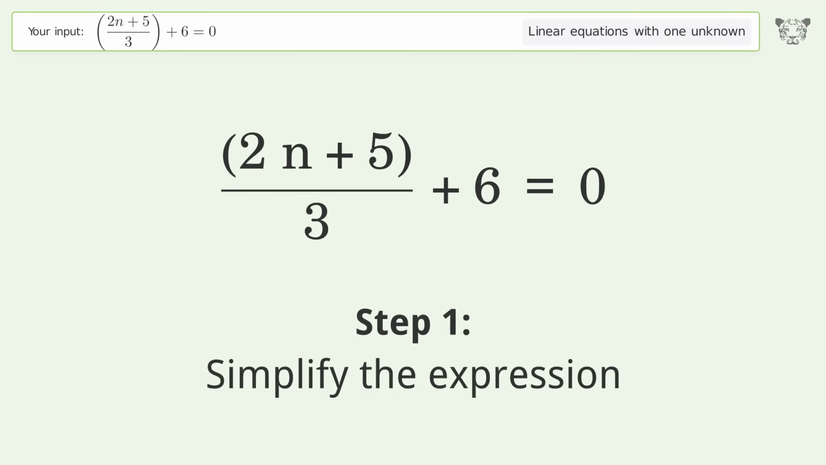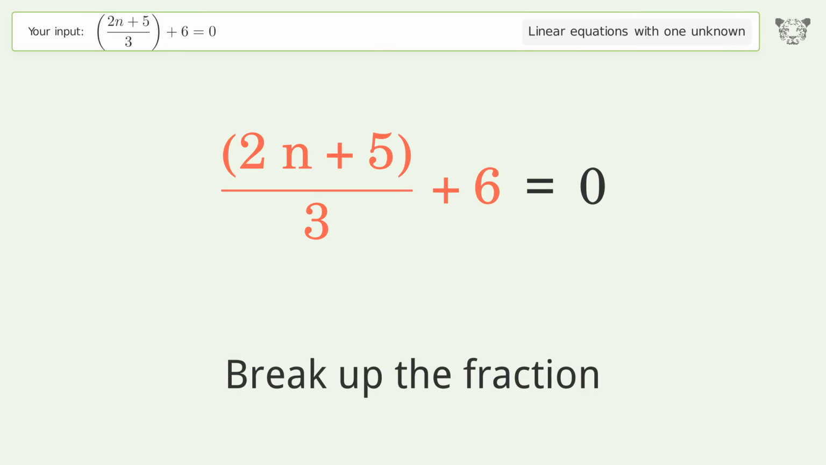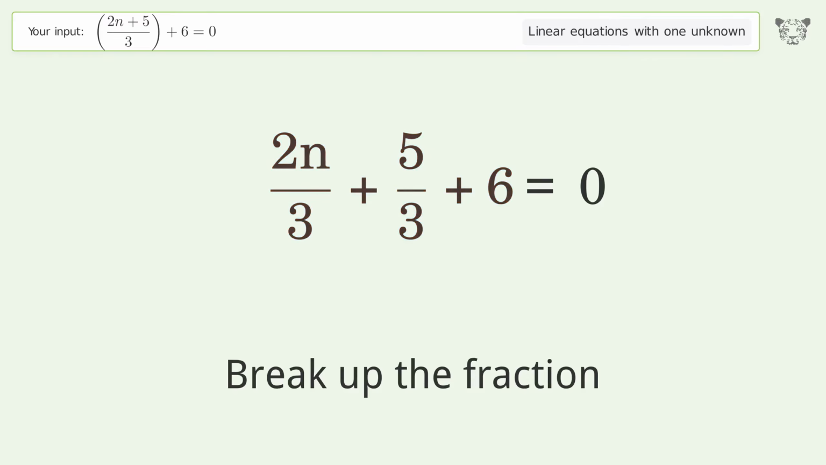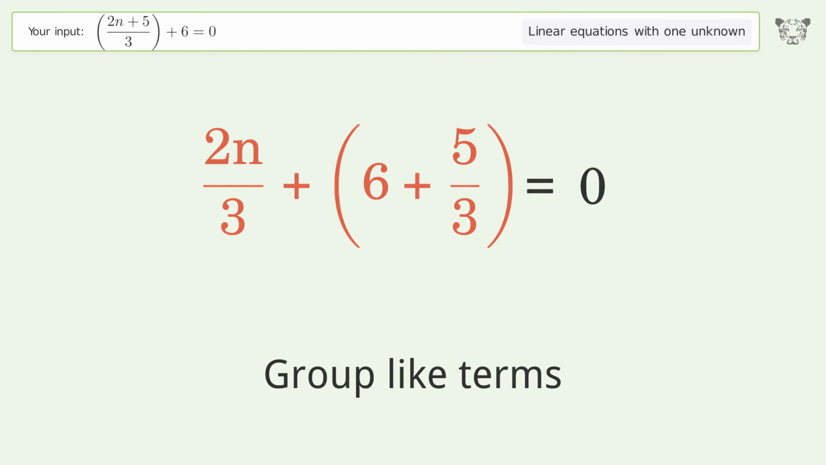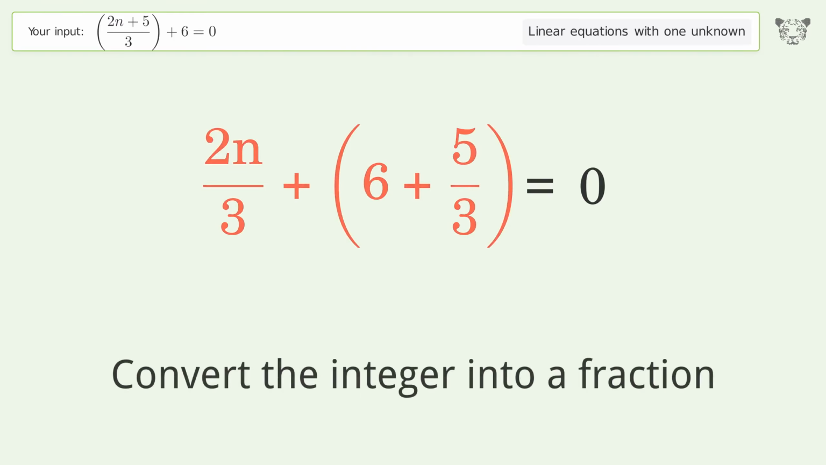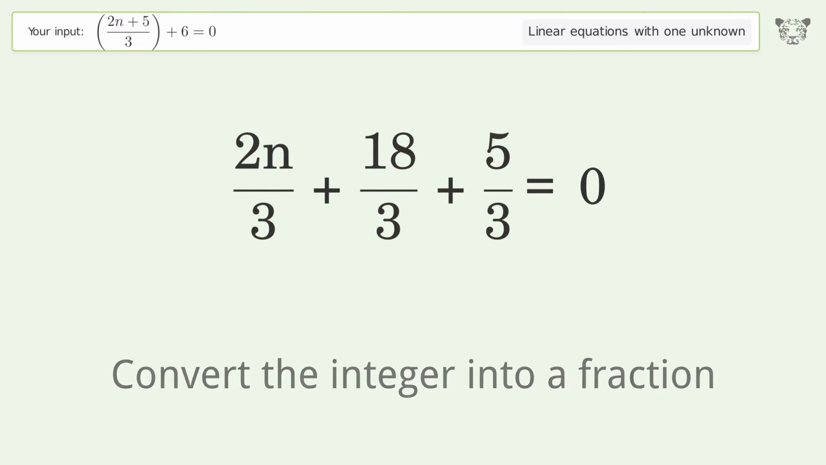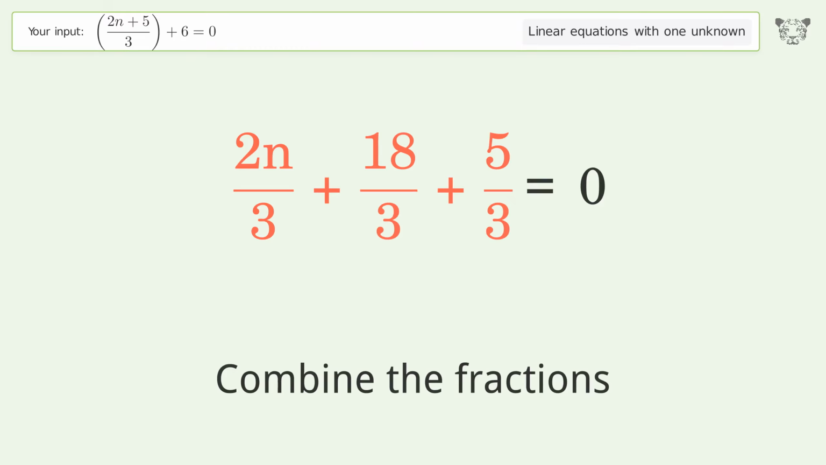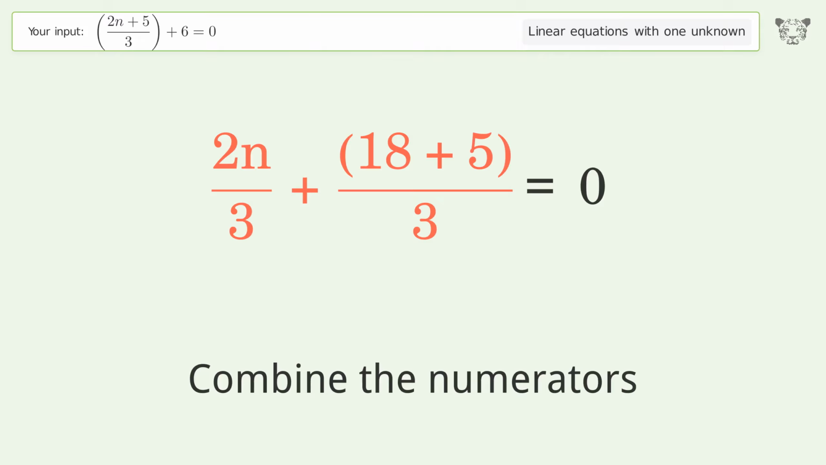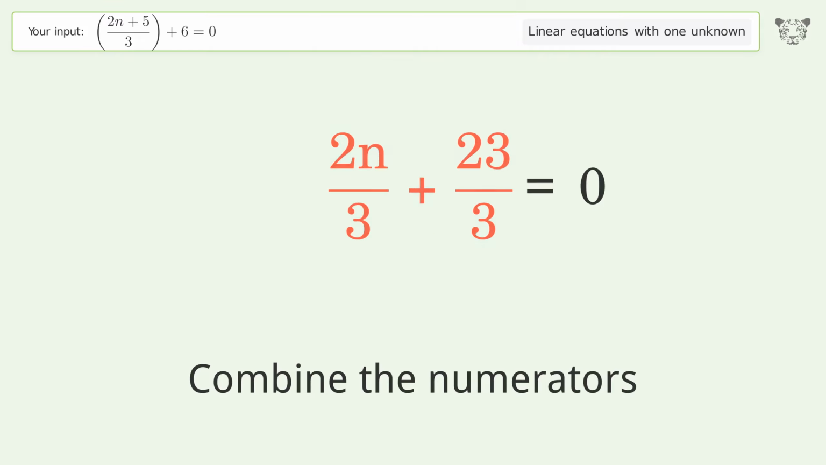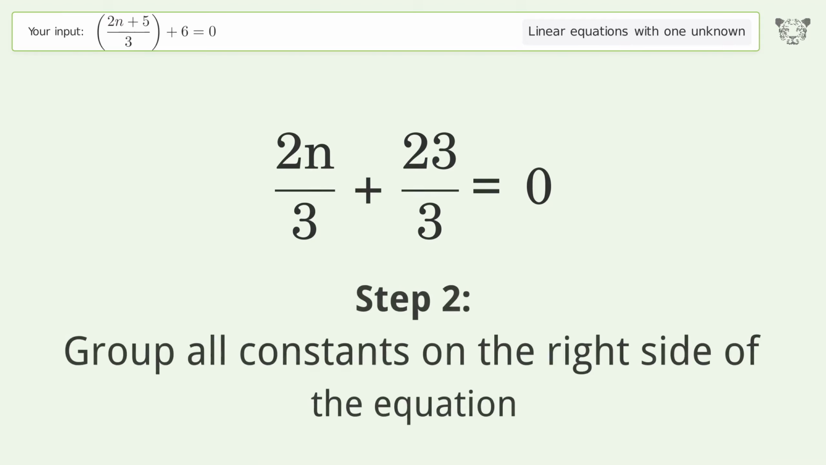Simplify the expression. Break up the fraction. Group like terms. Convert the integer into a fraction. Combine the fractions. Combine the numerators. Group all constants on the right side of the equation.